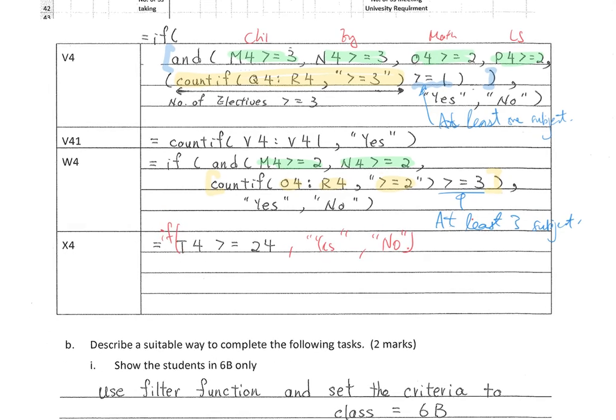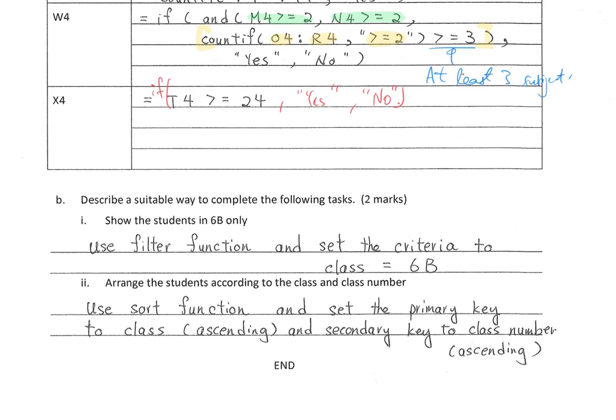And then the last two questions. The first one, if we want to only show the 6B students, actually we can use the filter function, and remember to set the class to 6B. So this is the criteria, or the requirement. And secondly, arrange the students according to the class and class number. So we'll use a sort function here.